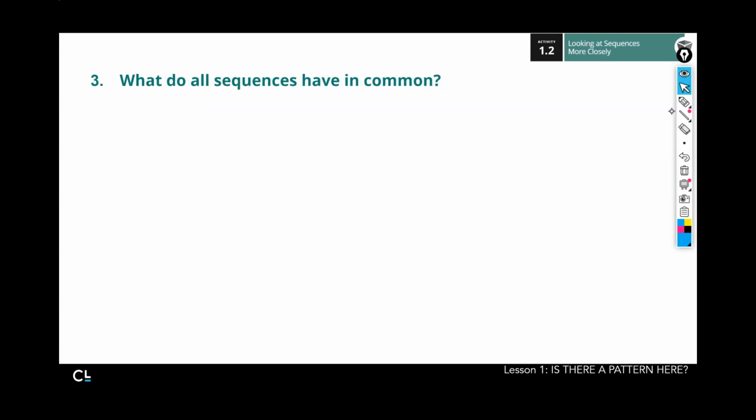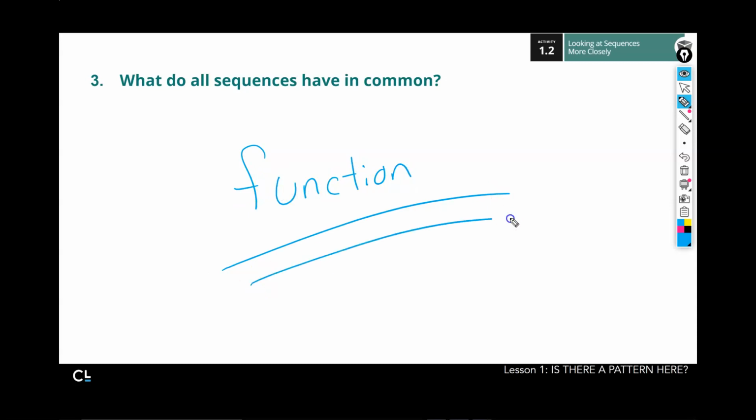Number 3, what do all these sequences have in common? All of these sequences are functions. Remember that a function is where the domain does not repeat. There is an exact mapping between the domain and the range.